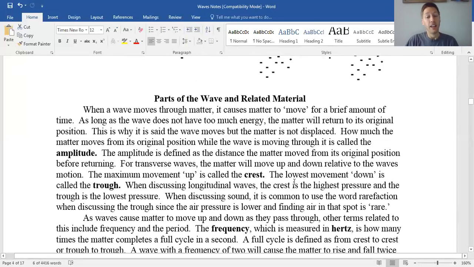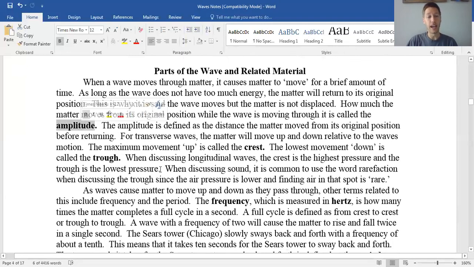So now, parts of the wave and other stuff related to it. The amplitude is going to be how much the wave makes the matter move. How much does the wave displace the matter? That's how high it's going to be. The crest is the highest point, and the trough is the lowest point that the matter is moved. Normally we think of crest being up and trough being down.